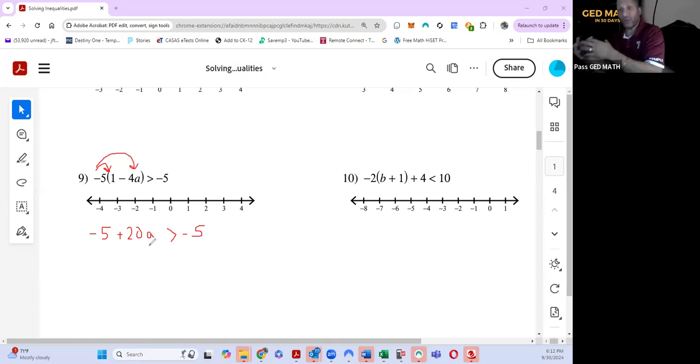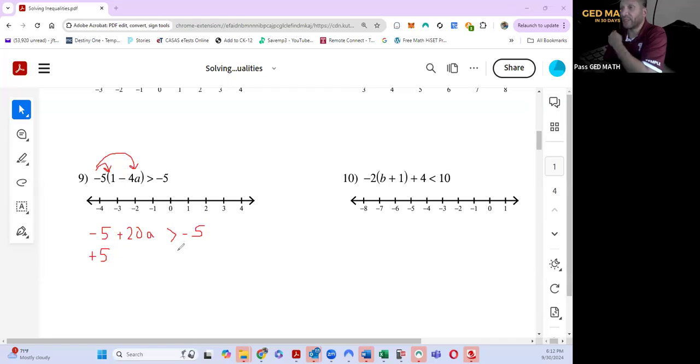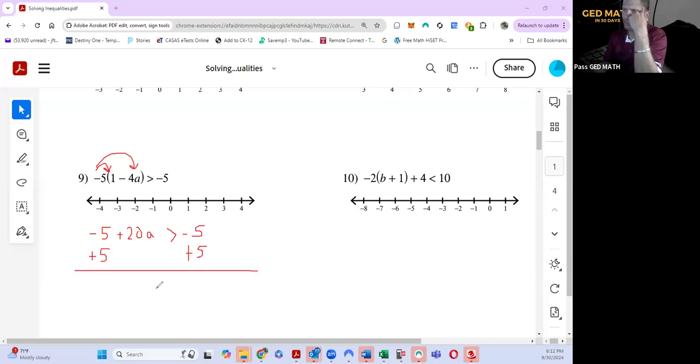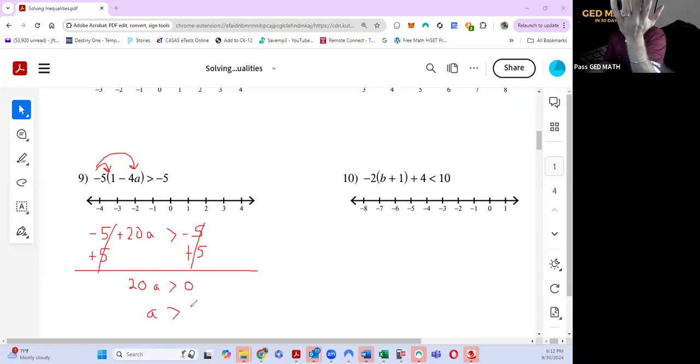So again, we're trying to isolate the variable. On the left side of the inequality, I have two terms: -5 and 20a. Which term do we want to get rid of first? The -5. What's the opposite of -5? +5. Whatever we do on one side, we do on the right side. That cancels out, and -5 plus 5 is 0. So a is greater than 0.